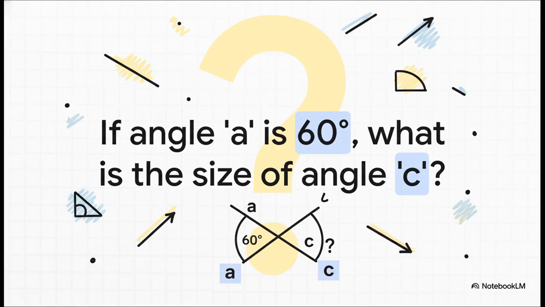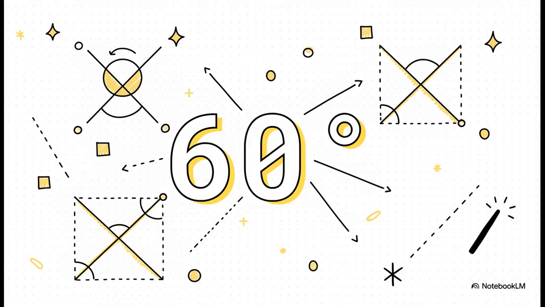All right, time to try it out. Let's say I tell you that angle A is 60 degrees. Using our new magic rule, can you tell me the size of angle C? Take a second to think about it. What do you think? It's 60 degrees. That's exactly right. Because angle C is vertically opposite angle A, they have to be equal. So if A is 60 degrees, C has to be 60 degrees too. See, it's a super simple and really useful trick.